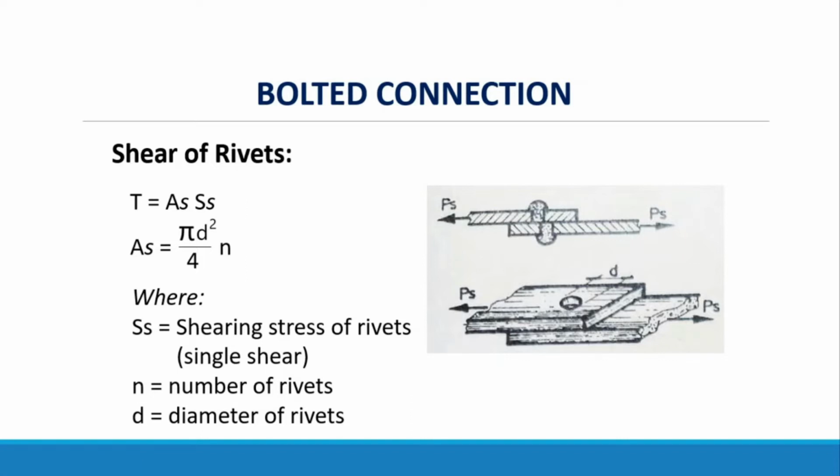We have T, the tensile force, is equal to the area of the shear multiplied by the shearing stress, and the area for shear is equal to pi d squared over 4 times n, where S sub S is the shearing stress of rivets, which is for single shear, n is equal to the number of rivets, and d is the diameter of rivets.